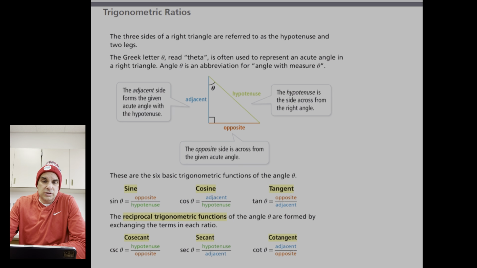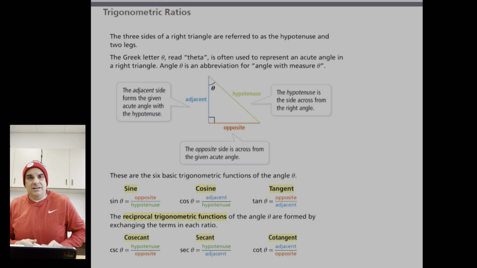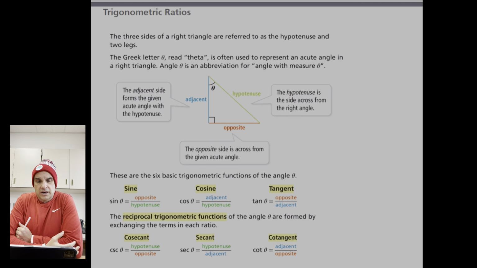There are really 3 sides of a right triangle, obviously. When we're talking about that right triangle, we've got 2 legs. The 2 legs make up the right angle itself, and then we have the hypotenuse. Again, things you should remember. The hypotenuse is always the longest side of a right triangle, so always keep that in mind.